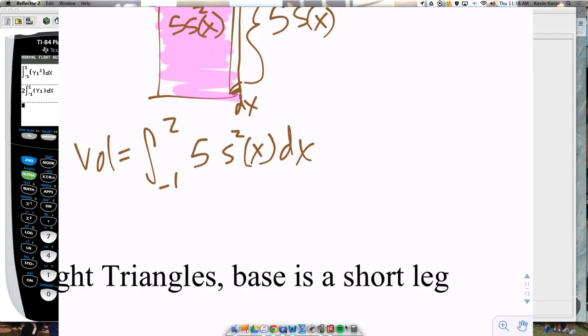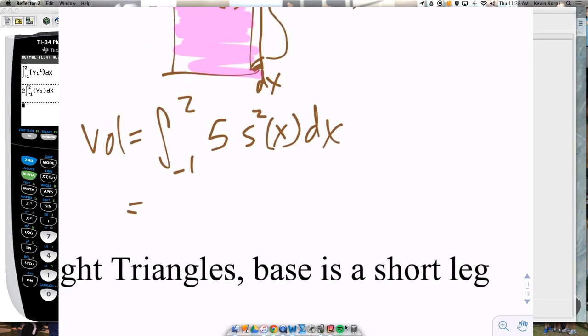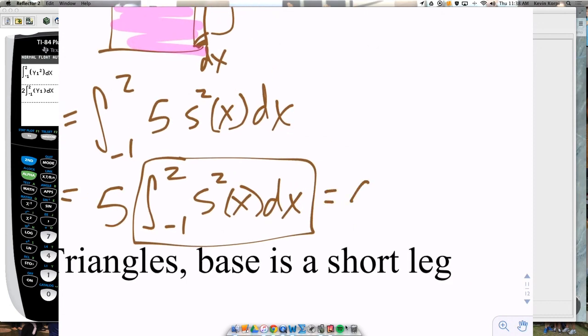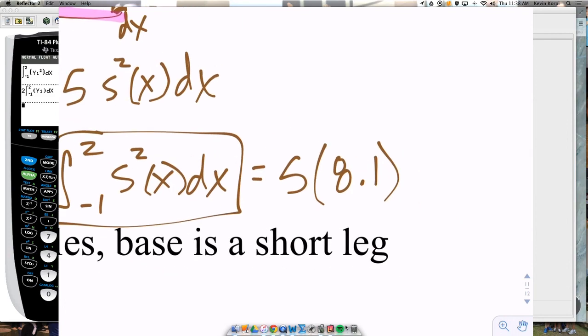Now here's what's cool. This is getting into what we're going to be finishing up with tomorrow. The 5 is a constant multiple. We can pull it out front. So it's 5 times the integral from -1 to 2 of S squared of x. Have we already seen the integral from -1 to 2 of S squared of x? That was the square people's house, which remember from part A was 8.1. Yeah. So the answer is going to be 5 times 8.1, which would be 40.5.